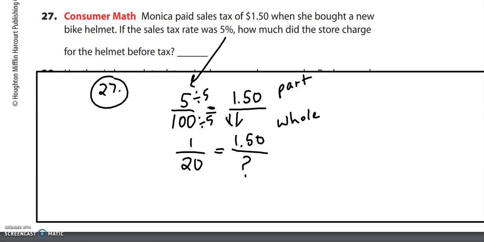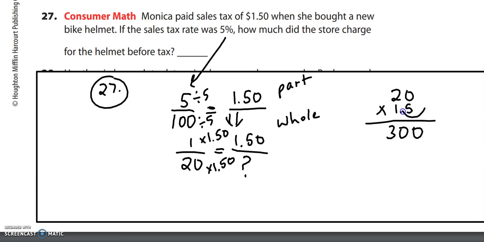How would you get from 1 to 1.5 or 1.50? Well, that's the thing about 1. 1 times anything is that number. So I'm going to multiply by 1.50. Now I'm just going to multiply 20 by 1.50. It's the same thing as multiplying by 1.5. So if I multiply 20 by 1.5, what I'm going to do is just take that 0 off because it's not important. And this is kind of like doing 2 times 15. 2 times 15 is 30. Annex this 0 and then move the decimal over once.